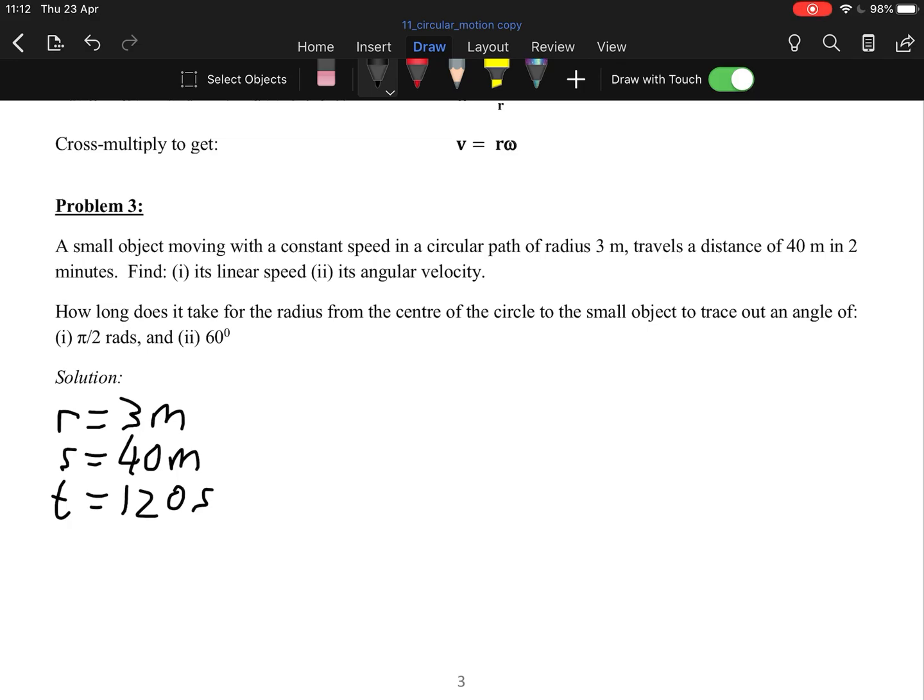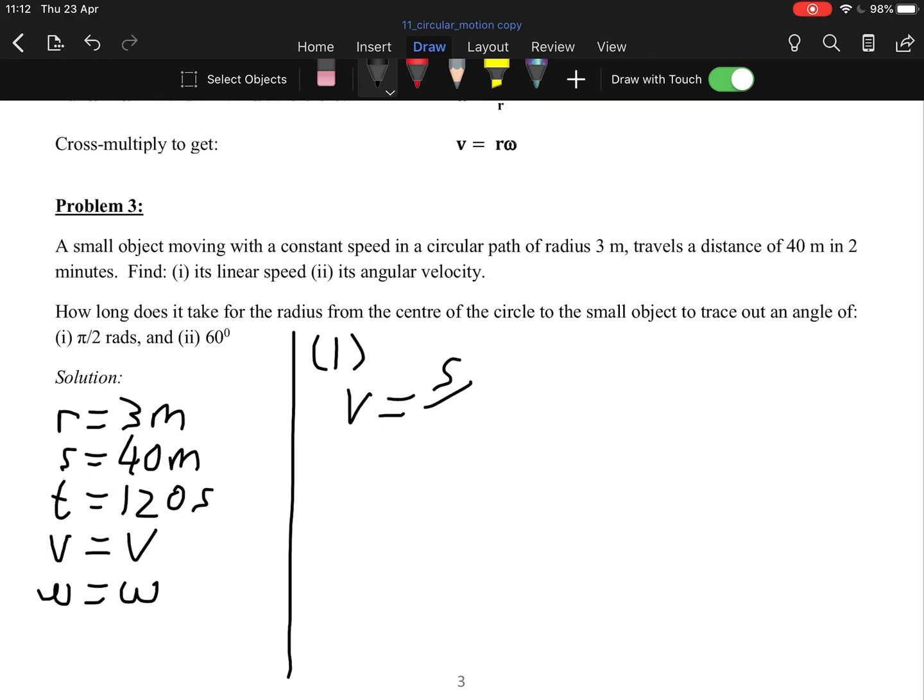Well, 2 minutes, you have to convert that to seconds. So there's 60 seconds in a minute. There's 2 minutes, so it's 60 times 2, 120. Okay, so the first thing up there is find the linear speed. So we're going to say V equals V. Find the angular velocity, omega equals omega.